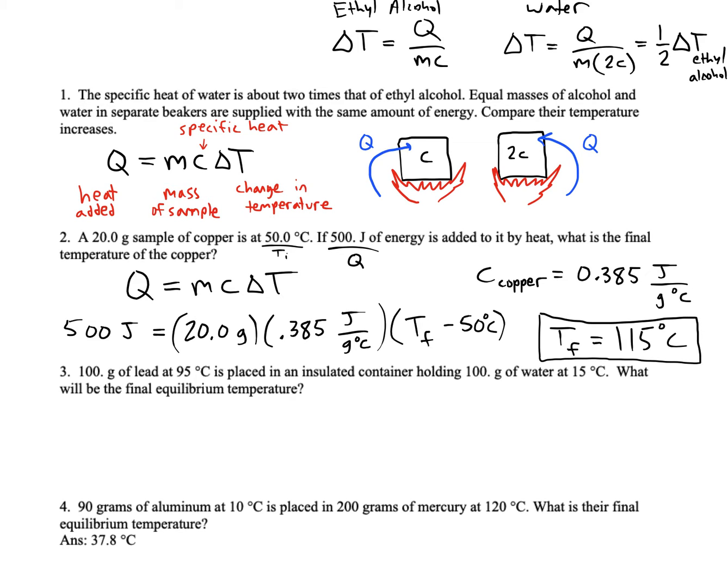Alright, so the next one's similar. There's going to be an exchange of heat. Next one says 100 grams of lead at 95 degrees Celsius is placed in an insulated container holding 100 grams of water at 15 degrees Celsius. What will be the final equilibrium temperature?